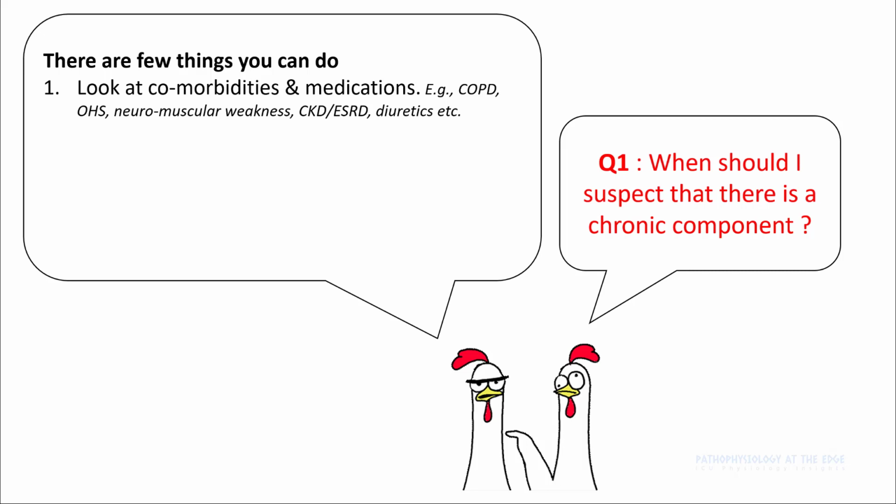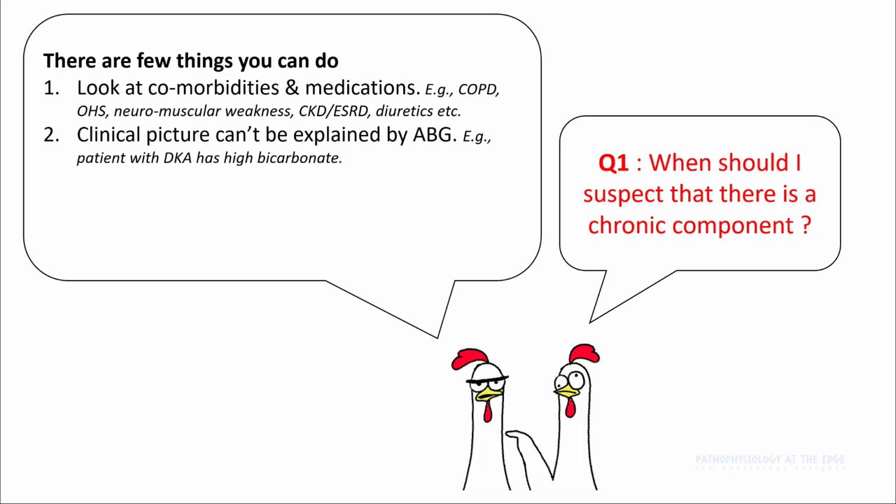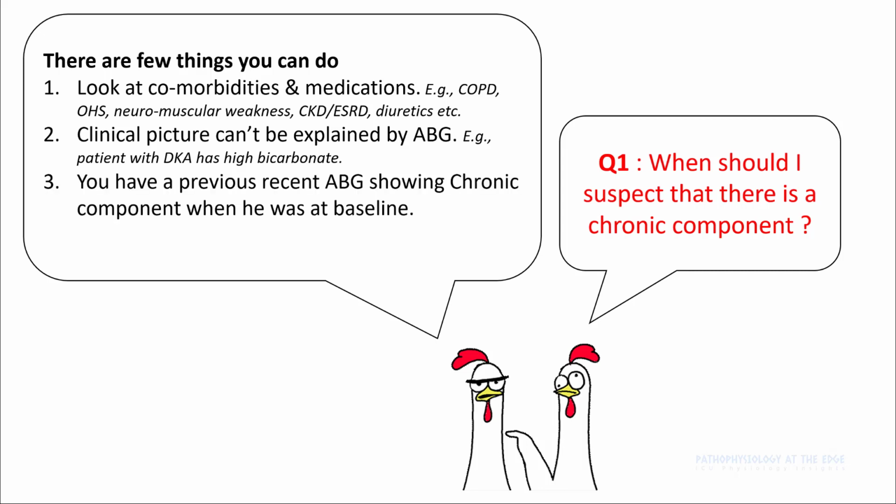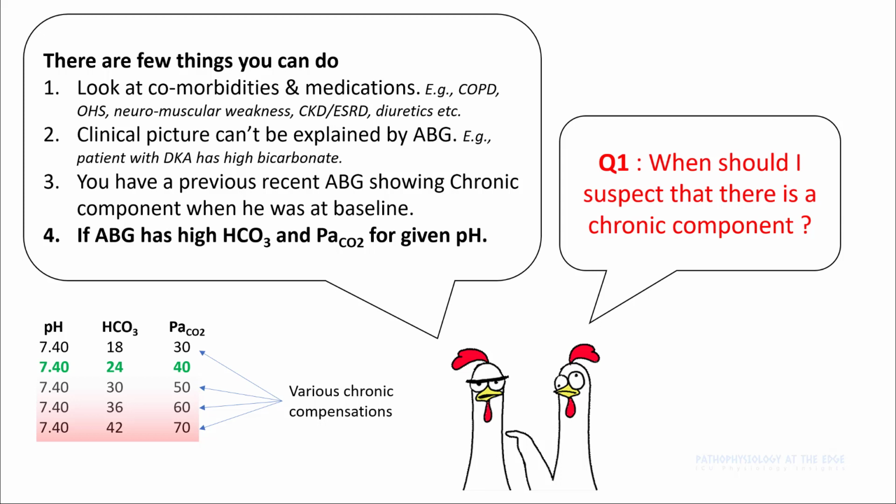to their ABG. Second, if your clinical picture cannot be explained by the ABG, for example, if you see a patient with diabetic ketoacidosis where you expect your bicarb to be low and this patient has relatively high bicarb, or the easiest thing will be if you have a previous or recent ABG showing a chronic component when the patient was at baseline.